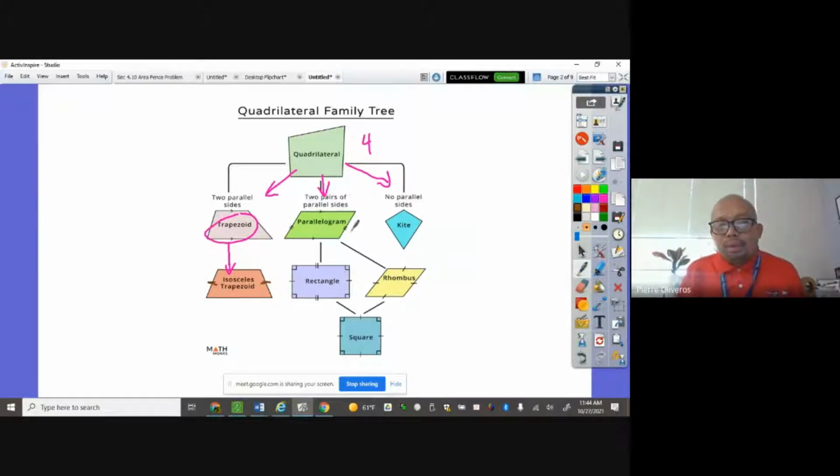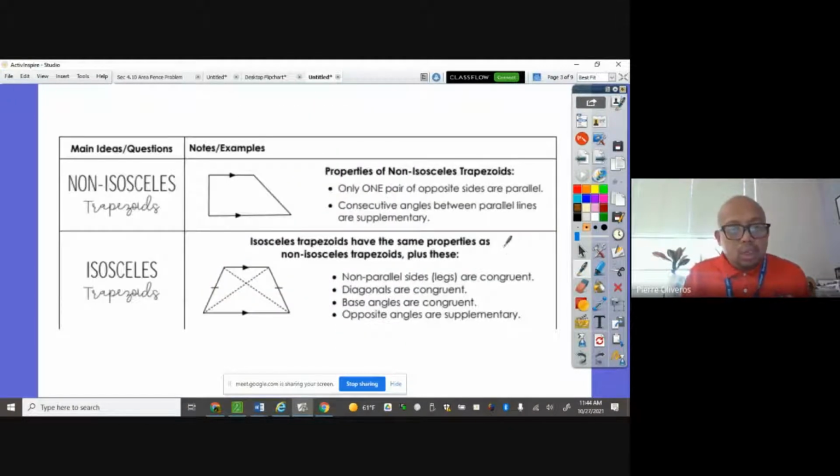But right now, we have learned already parallelogram, rectangle, rhombus, and square. All those four figures or polygons have opposite sides that are parallel. Okay, so let's go ahead now with trapezoid. So a non-isosceles trapezoid has only one pair of opposite sides that are parallel. In this case here, this side and this side here are parallel. And we know that this is a notation that they're parallel. While the segments that connect the two parallel sides are called the legs. These are the legs here.